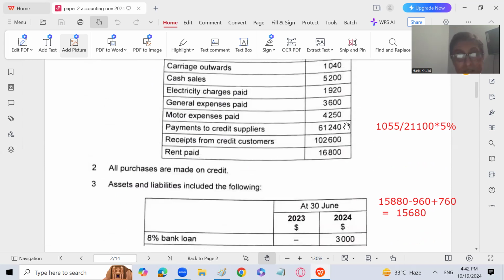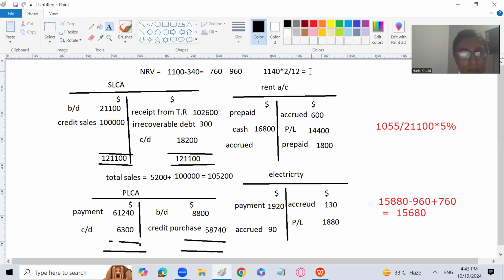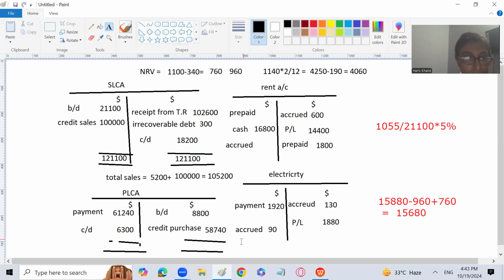So motor expense paid is given as 4250, right? And we will subtract this amount from 4250. Let me calculate it over here first: 1140 into 2 divided by 12. The answer is 190. So 4250 minus 190 is going to be the answer for our motor expenses to be written in the income statement, or the statement of profit and loss. And that is going to be how much? 4060.